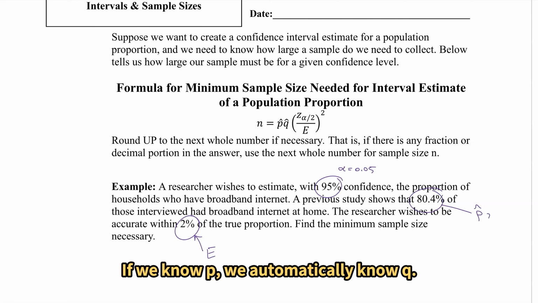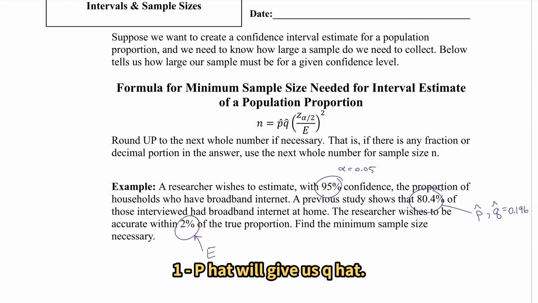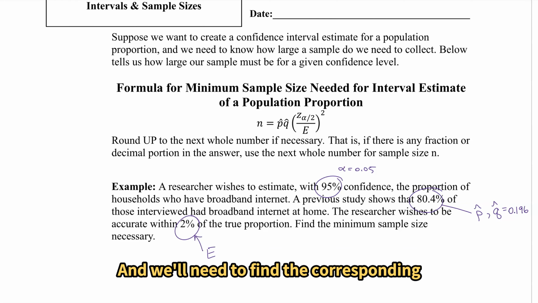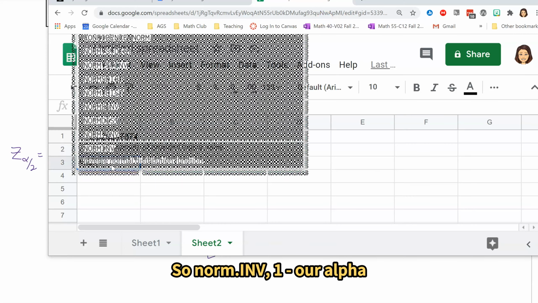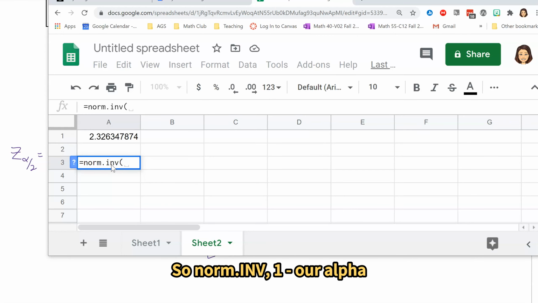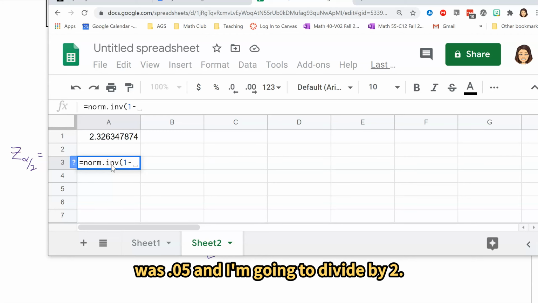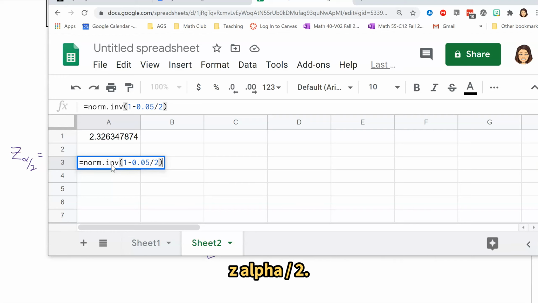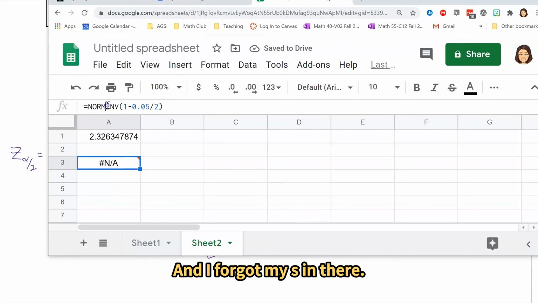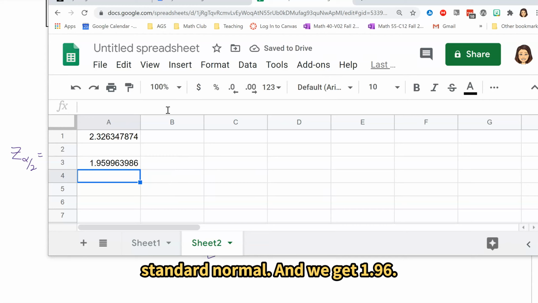If we know p-hat, we automatically know q-hat. 1 minus p-hat will give us q-hat. And we'll need to find the corresponding z-value for alpha equals 0.05. So NORM.S.INV, 1 minus our alpha, which was 0.05, and I'm going to divide by 2. So I'm forcing Excel to calculate the area to the left of my positive z alpha over 2. Our alpha was 0.05, cut it in half, subtract it from 1. And I forgot my S in there. Need to make sure we're doing standard normal, and we get 1.96.